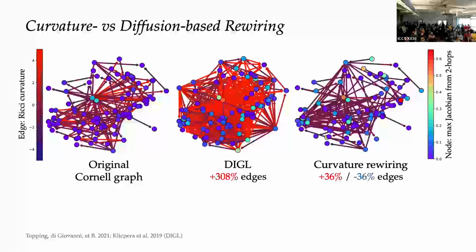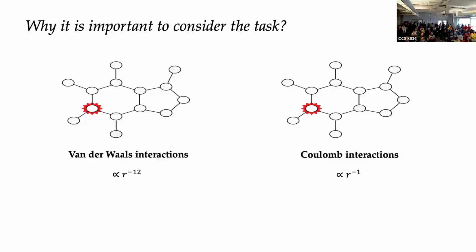Now, what is the problem with this approach? It completely ignores the task, right? So it only analyzes the topology of the graph. And why is the task important? Because I can give you the same graph, right? And the same features, but the task that I'm computing on this graph will be different, and whether the graph is suitable for this task or not for message passing will depend on the task.